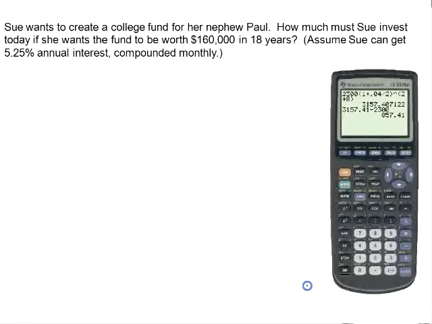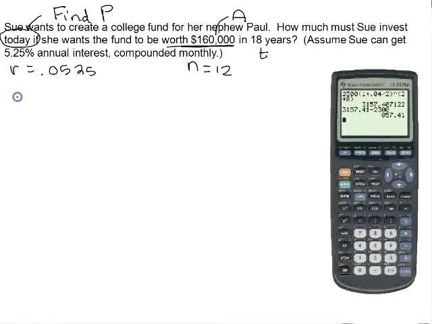So Sue's wanting to make a lump sum investment today in an account, leave the money there for 18 years. She can get 5.25% interest compounded monthly. So the big question is, what does she need to invest today? Well, if the question is what does she need to invest today, we're trying to find P. Now, what she wants the fund to be worth in 18 years, that's the future value. That's A. Of course, T is 18 years. Our annual rate is 0.0525. And for compounding monthly, N is 12.